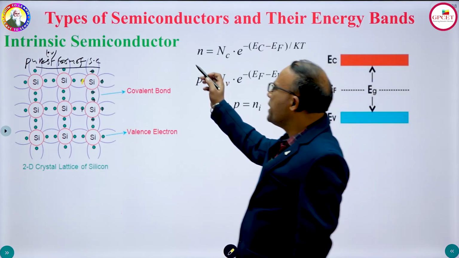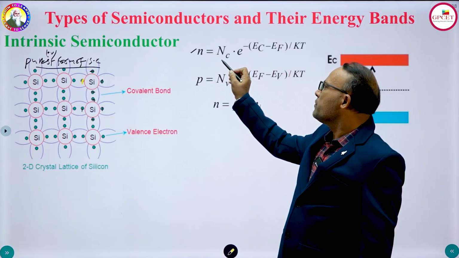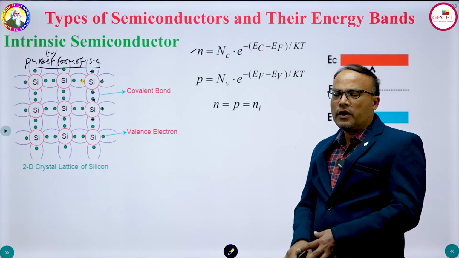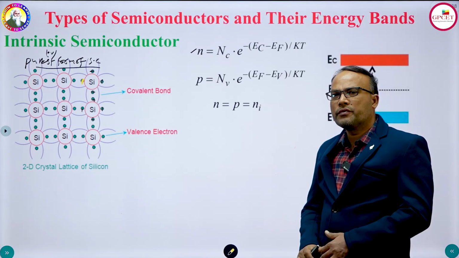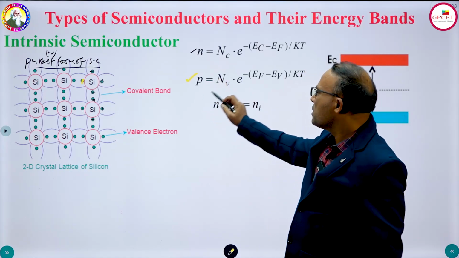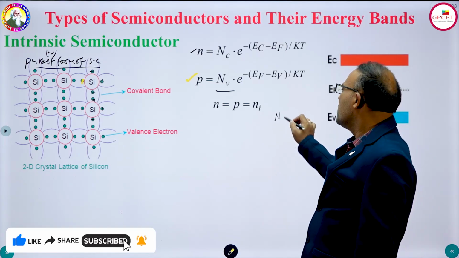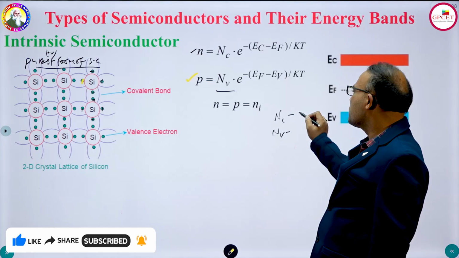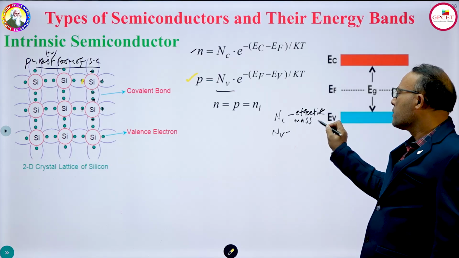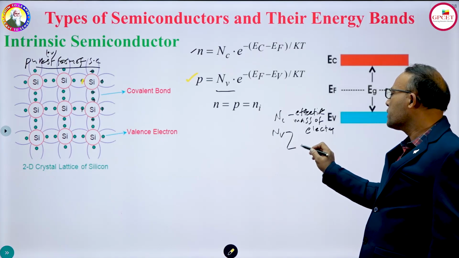The number of electrons in an intrinsic semiconductor, N, is given by N is equal to Nc into e power minus of Ec minus Ef divided by kT, where Nc is the effective mass of electrons. This is the formula for the concentration of electrons. And the concentration of holes is given by P is equal to Nv into e power minus of Ef minus Ev divided by kT, where Nv is called the effective mass of holes.